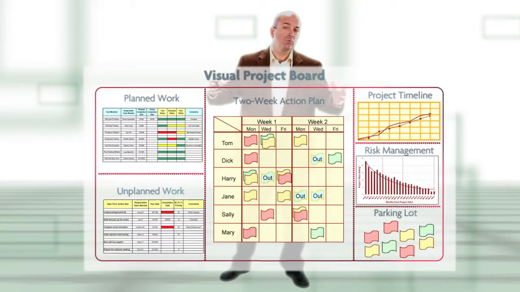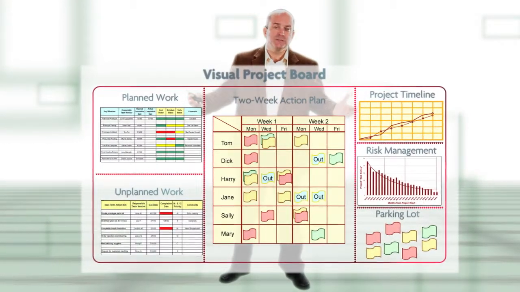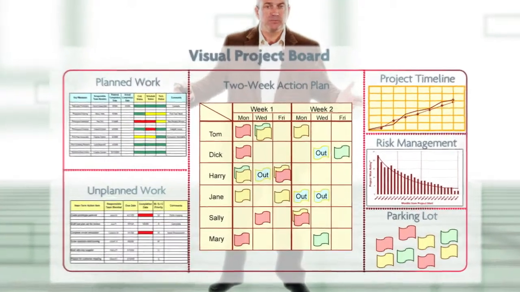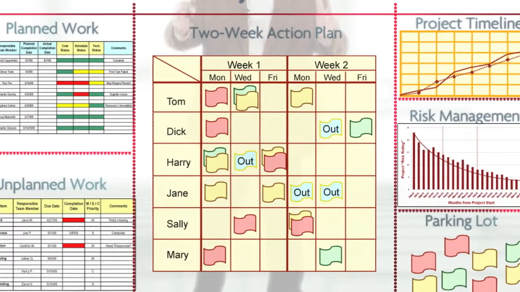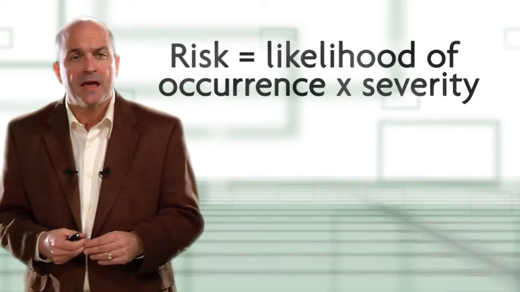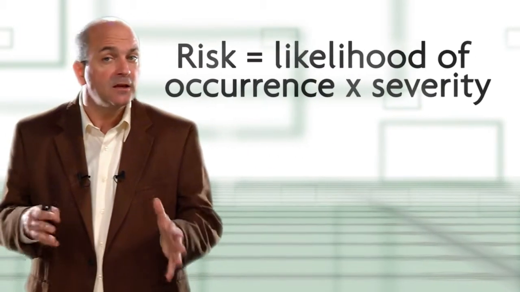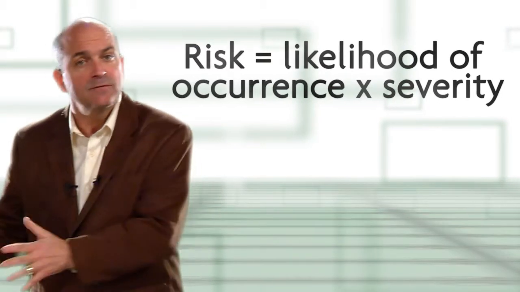Now let's take a look at what that might look like to manage a new product launch. Again, this is a visual project board for all to see, whether electronic or manual. The main focus area is in the center. So as such, we simply monitor risk as the product of the likelihood of occurrence multiplied by the severity.